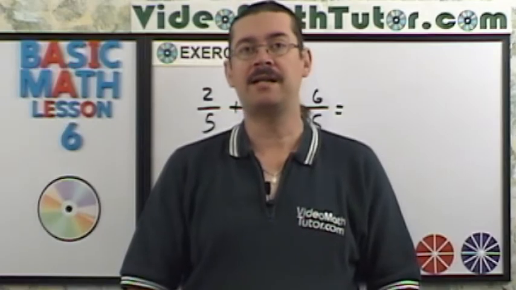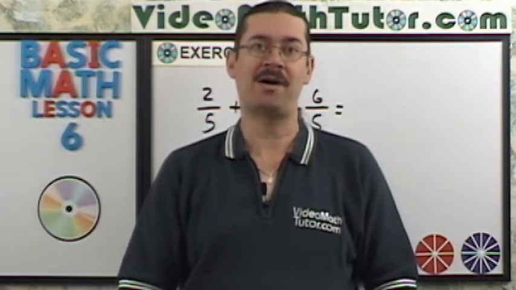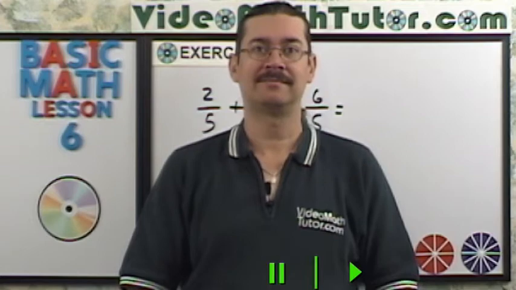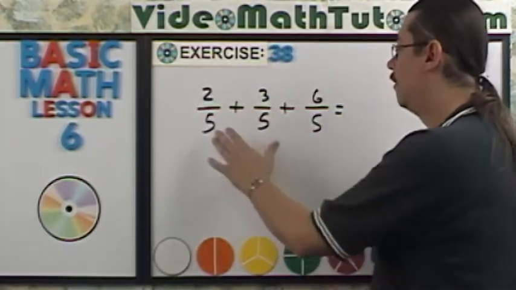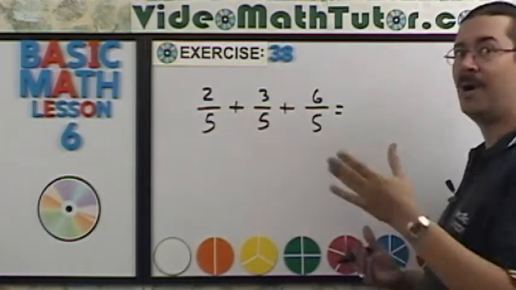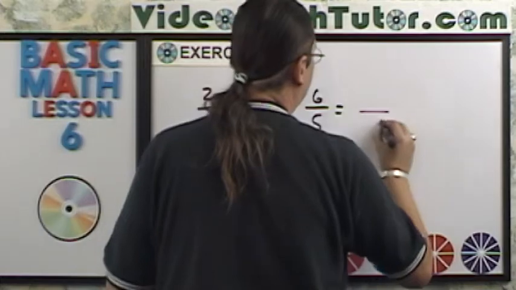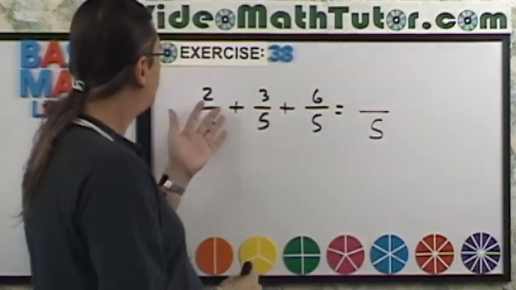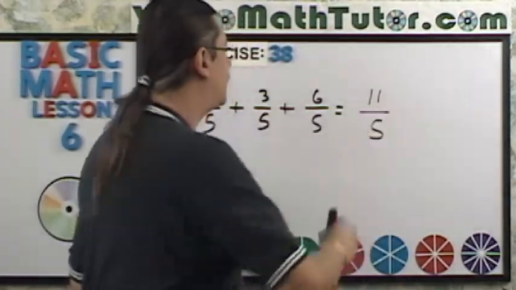For exercise 38, I'd like you to find the sum of the fractions and mixed numbers and reduce if possible. For the first one here, well, it's going to be really easy to add these up. Why? Because we already have a common denominator. It's going to be 5. And just add these numbers. 2 plus 3 plus 6 is 11.